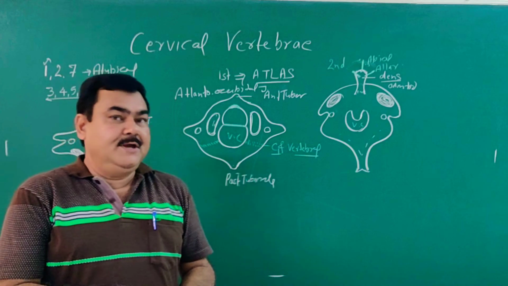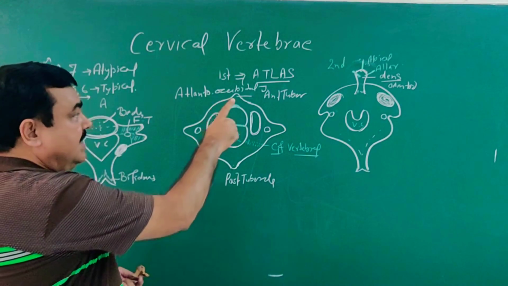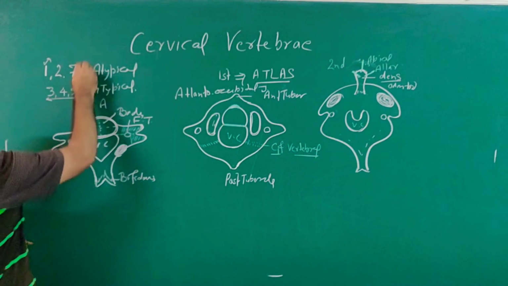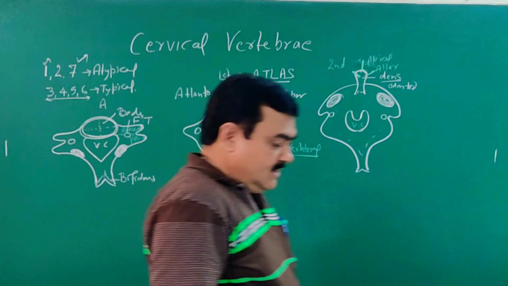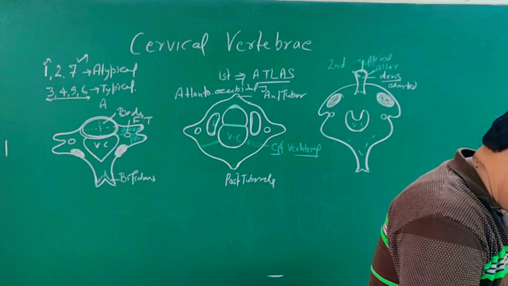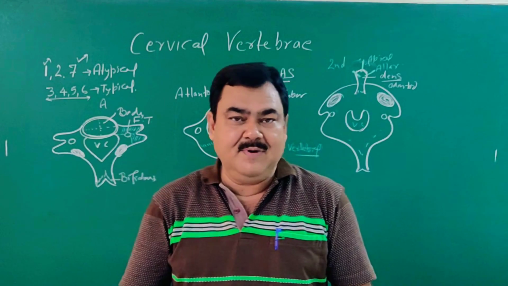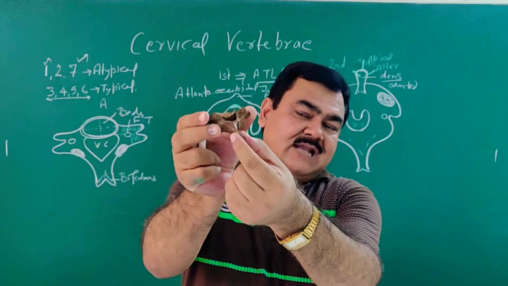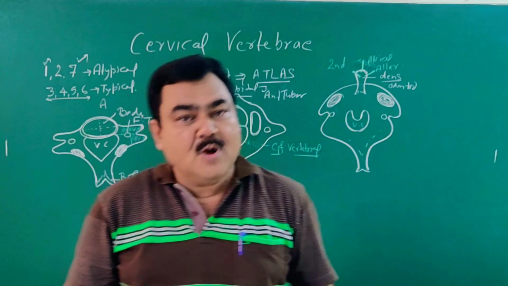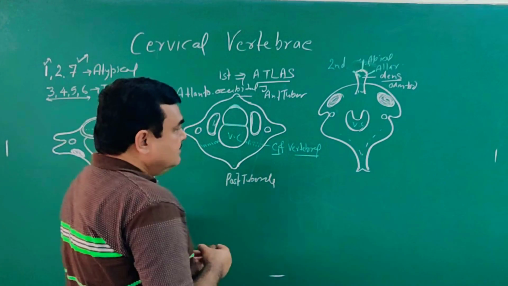Now, another important thing. This is the second. Now, the seventh cervical vertebra. The seventh cervical vertebra is the vertebra prominens. You can see this spine is prominent, so that's why it is known as vertebra prominens.